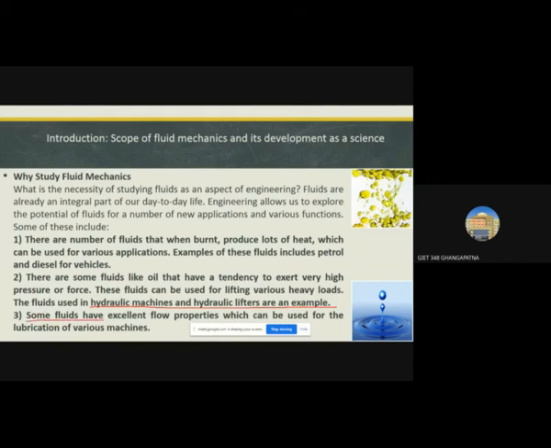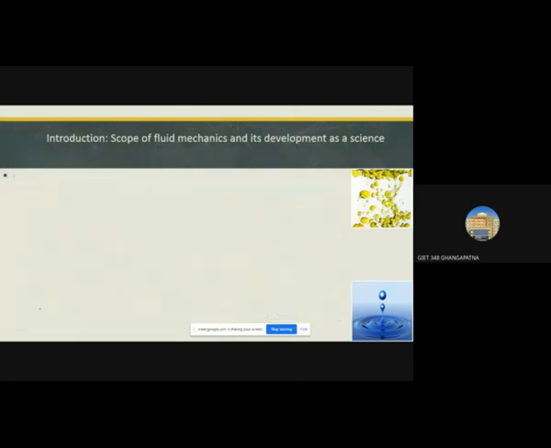Next, some fluids have excellent flow properties, which can be used for lubrication also. What I am trying to say is, we are trying to study why fluid mechanics is important. We are studying the properties of the fluid, and in your day-to-day life, we have seen all these things. There are some fluids which can flow very easily.